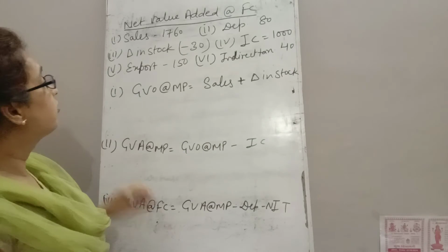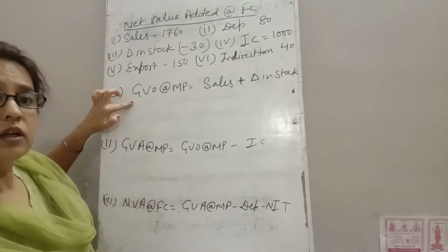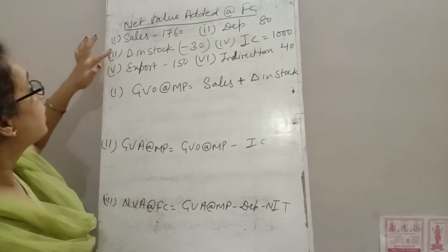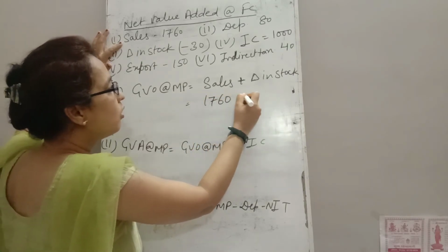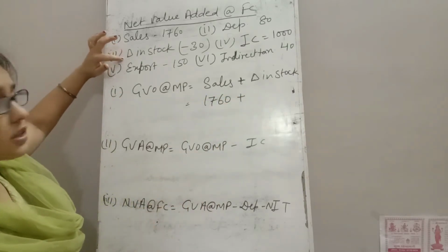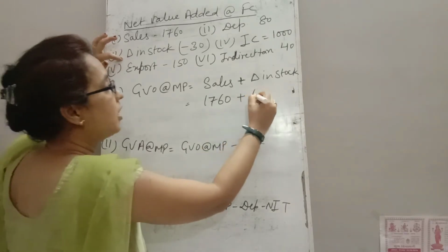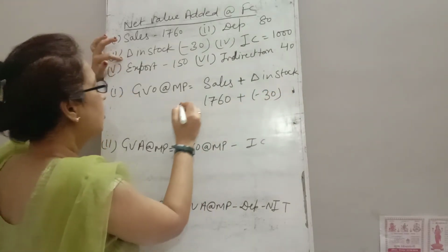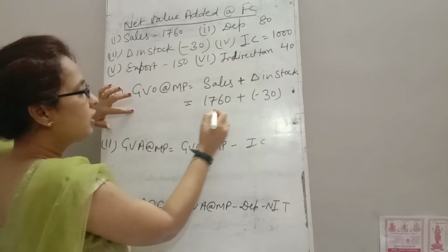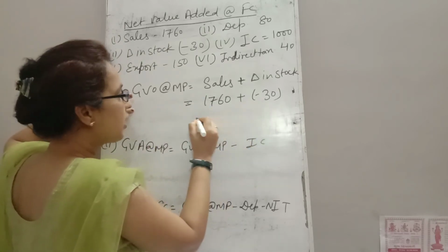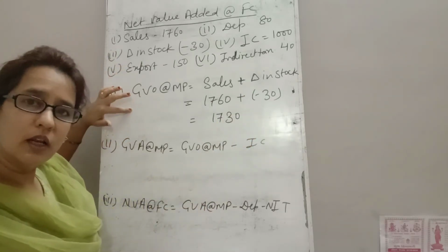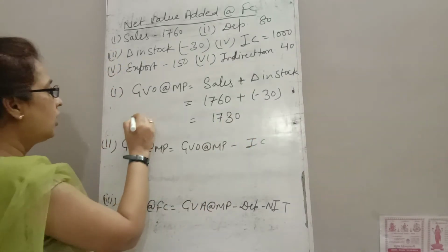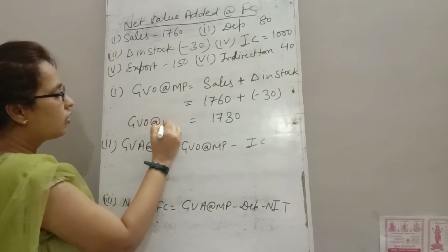Clear? Now, first of all, what do we have to calculate? GVO at the rate of MP. How much is it given? 1760 plus change in stock, that is given as minus 30. Clear? Now calculate GVO at the rate of MP: 1760 minus 30 equals 1730. Clear? Anyone who has a doubt? That is GVO at the rate of MP.